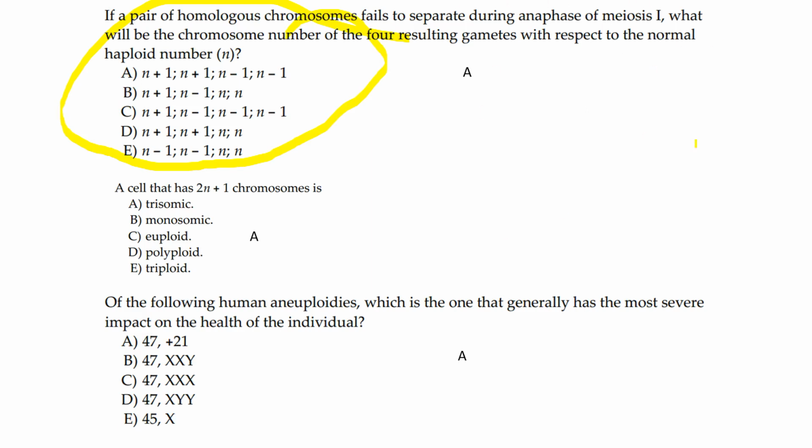More severe. 21 should be 22 or 24. Sorry, it should be 22. This is 21, like 1 autosome.